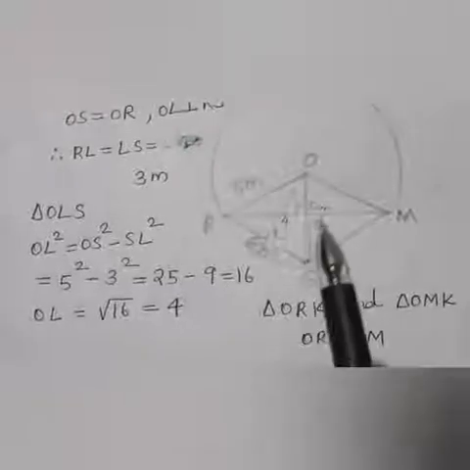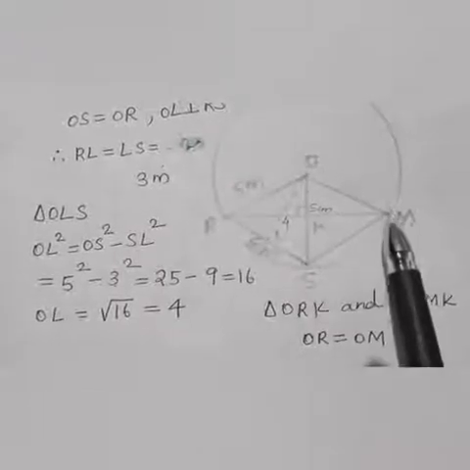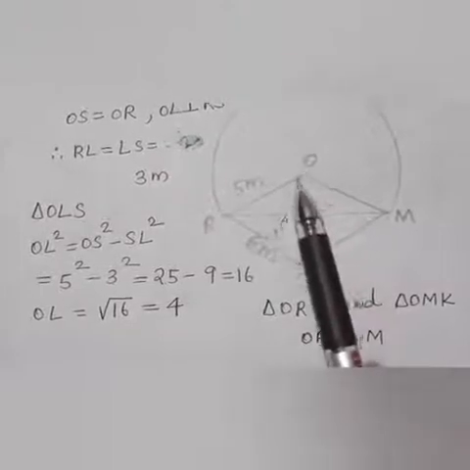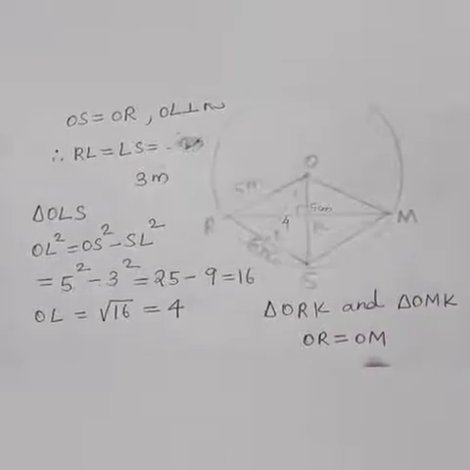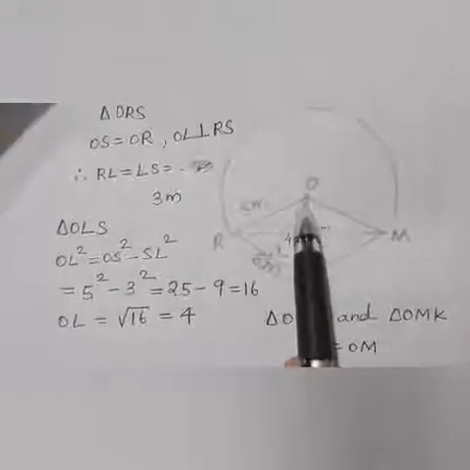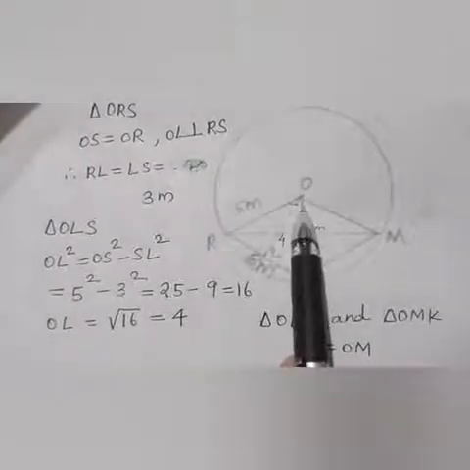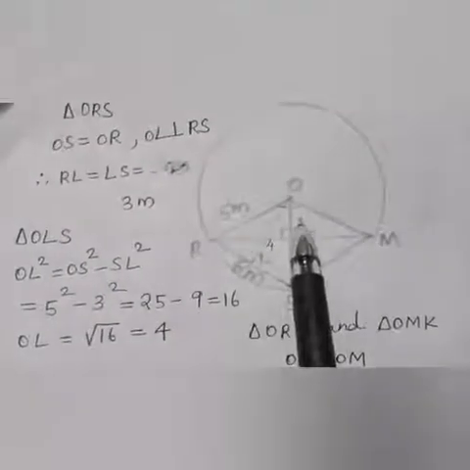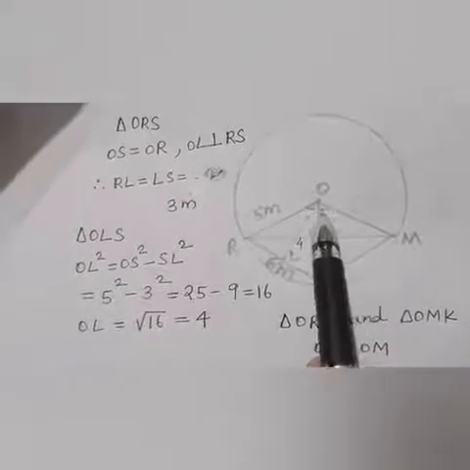Now consider triangle ORK and triangle OMK. Consider these two triangles. OR equal OM. OR and OM are radii of the same circle. Now consider angle ROK. This angle equal to angle MOK, that is this angle. Equal chords subtend equal angles at the center. So these two are equal.